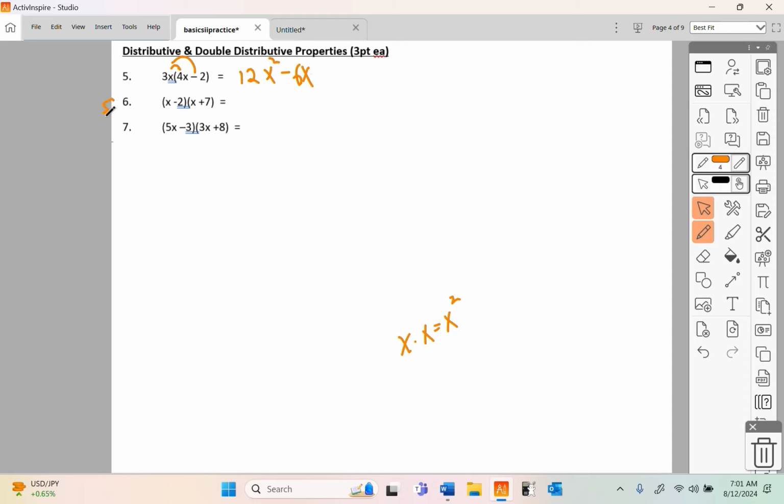6 and 7, I don't like to teach it this way because I feel it limits kids, but I want you to think about Miss Garner's room when she taught FOIL, which was first, outer, inner, last.